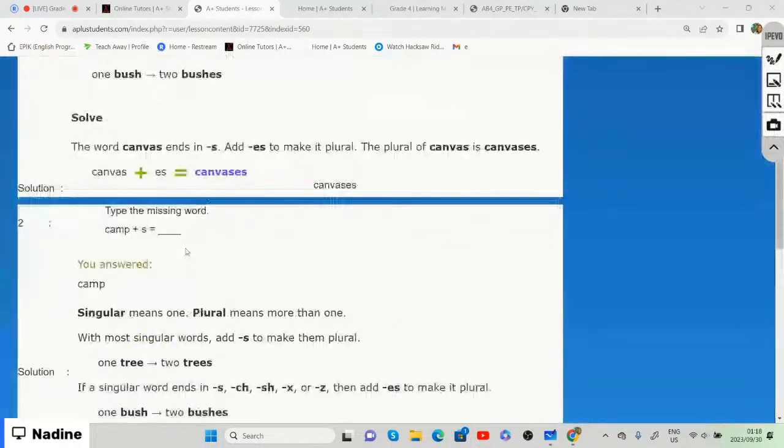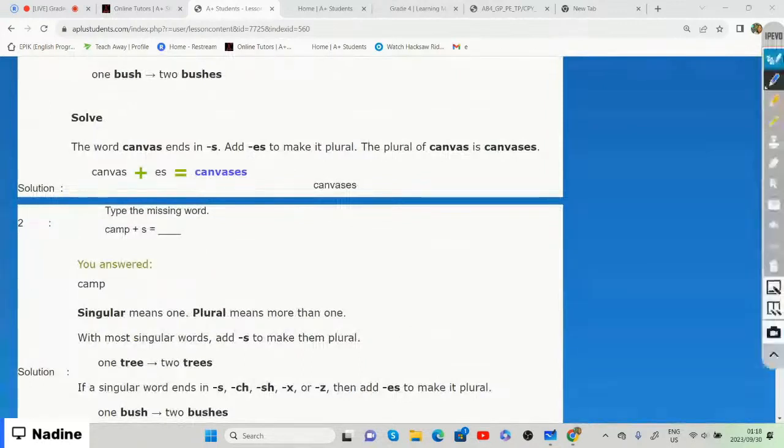Camp plus s. We need to type the missing word. Camp plus s. If we add an s to make the word plural, then it means that it's going to be camps. So one camp, but if we add an s to the word, then it will be camps.